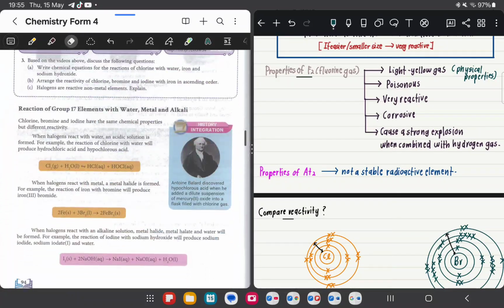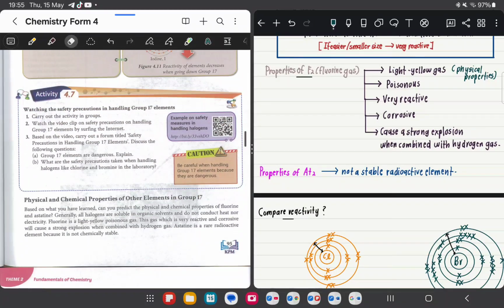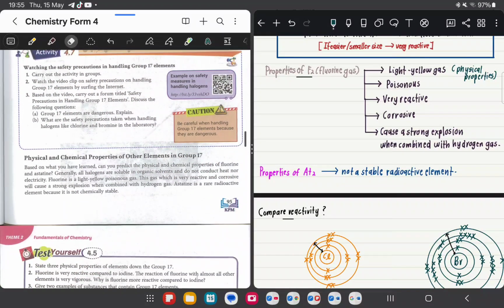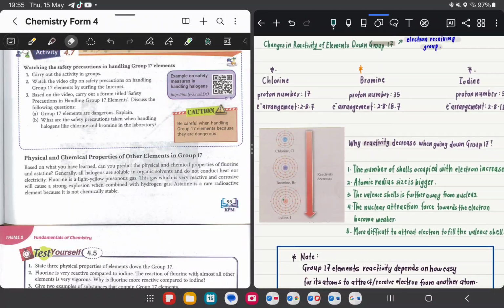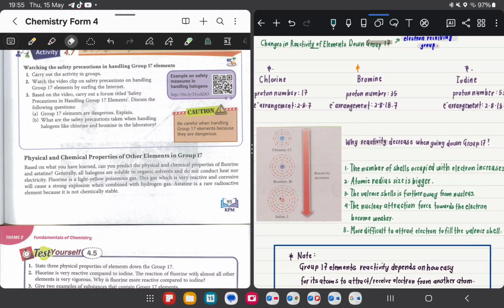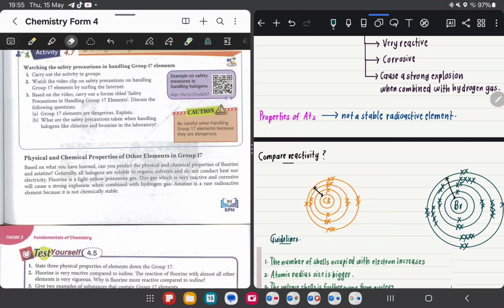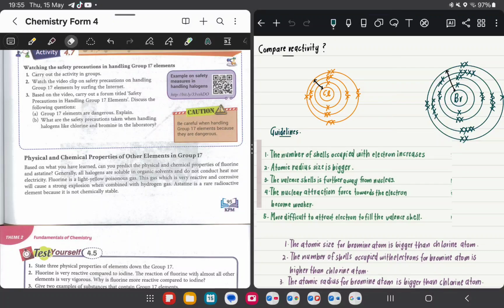Okay, so that's all for this video. We already discussed the reactivity and also the physical and chemical properties for other elements in group 17. So I hope you understand my explanation and it's clear for you, especially this part. Okay, this explanation about reactivity. Maybe you can do a homework question. You can compare the reactivity between bromine and also iodine, then you can tell who is very reactive.